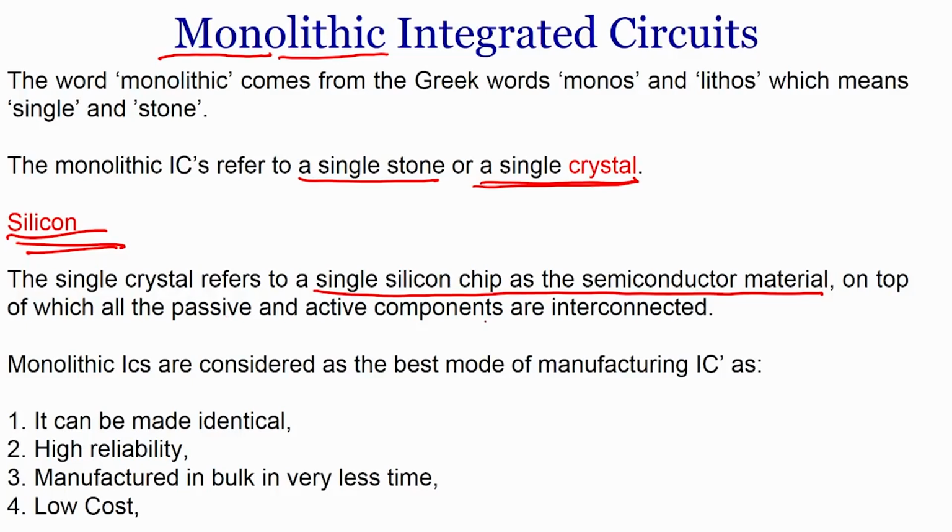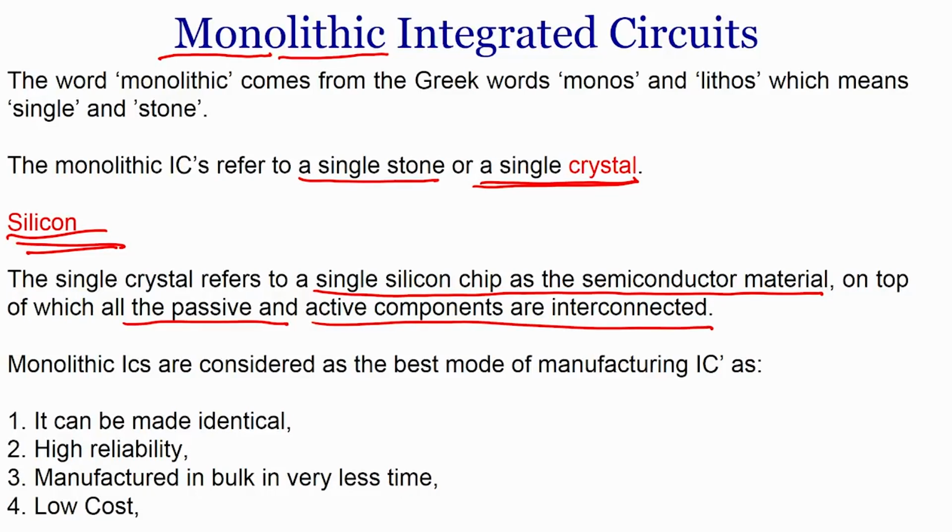So, the point I am making here is that the single crystal in this monolithic integrated circuit is nothing but a silicon chip as a semiconductor material, and on top of this semiconductor material we are using all the passive and active components which are interconnected. Here, see what we have read: the single crystal refers to a single silicon chip as the semiconductor material on which passive and active components are interconnected.